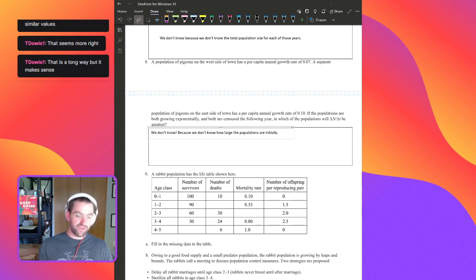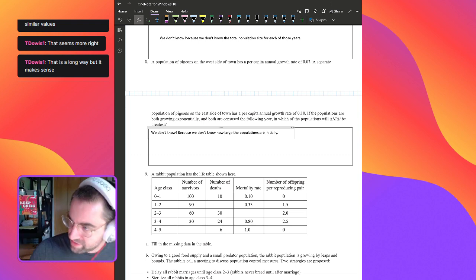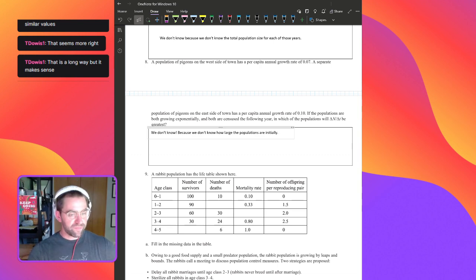However, if the population on the west side is large and the population on the east side is much smaller, then your delta n, your change in the number of individuals divided by the change in time, for the west side population would be the greater of the two. So it really depends.